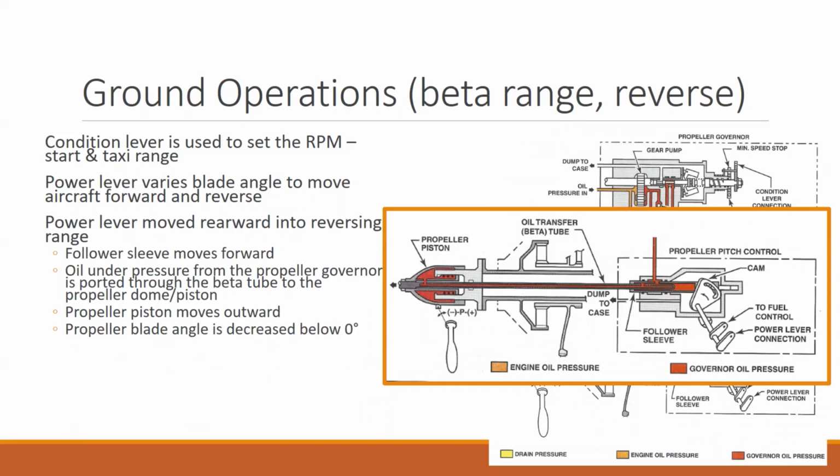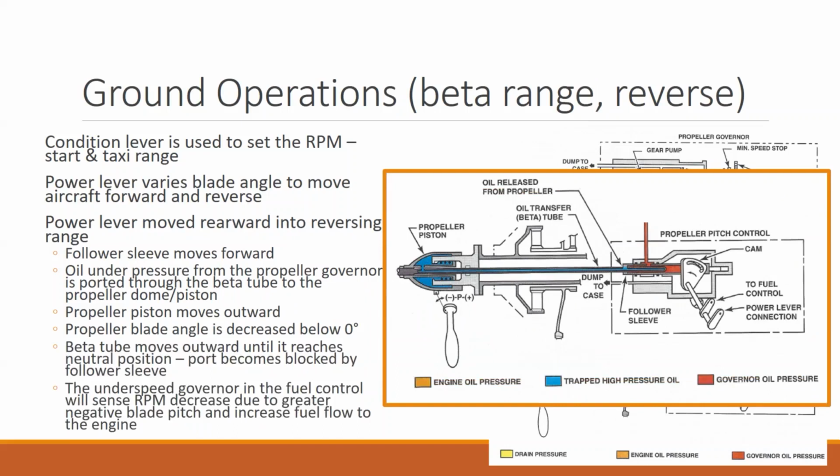That moves the dome outward, or forward, and the blade angle continues to decrease. Now it's going below zero, into the negative position. So the face of the blade becomes the back, and the back of the blade becomes the face. And now it's going to start pushing air forward rather than pulling air back, creating a reverse thrust position.